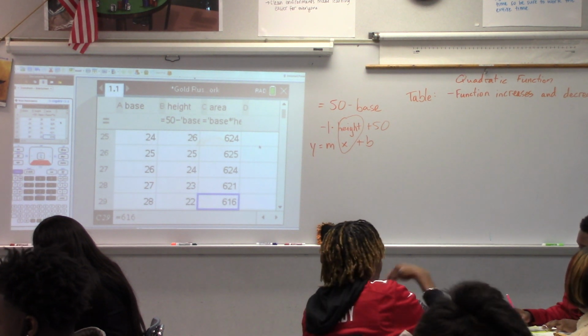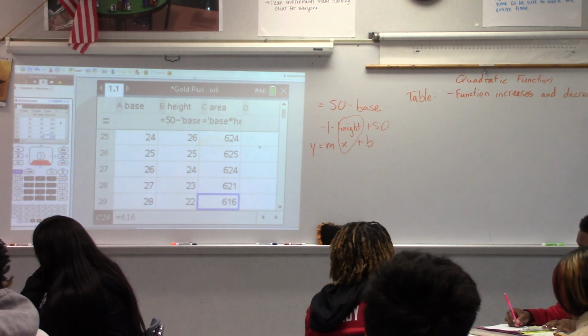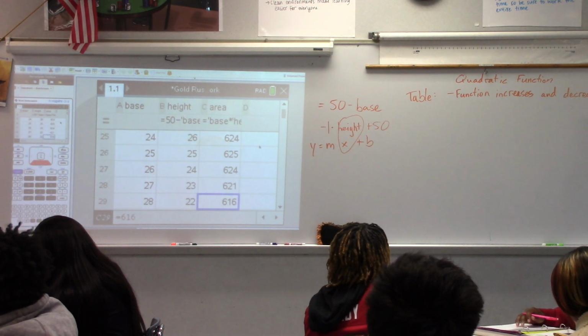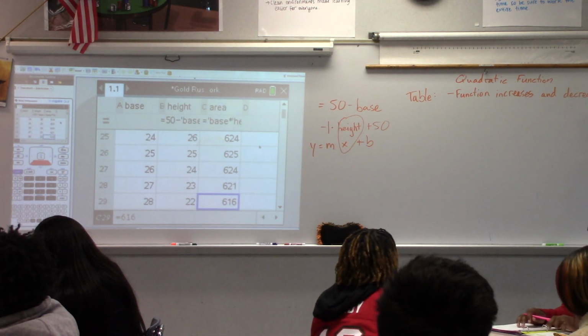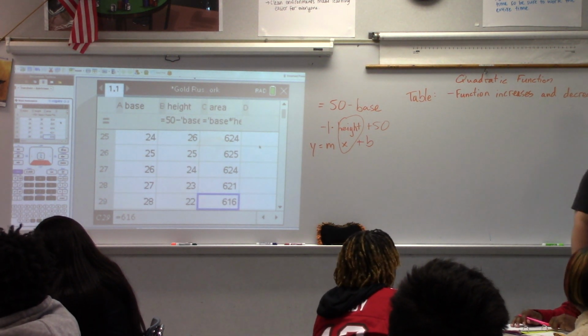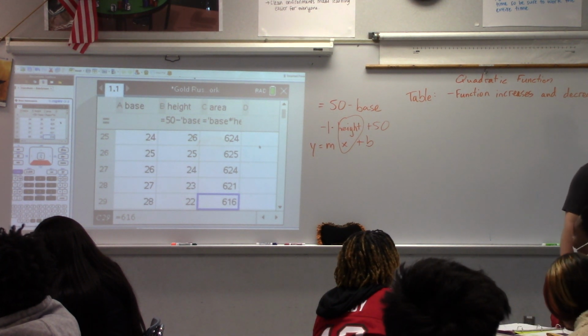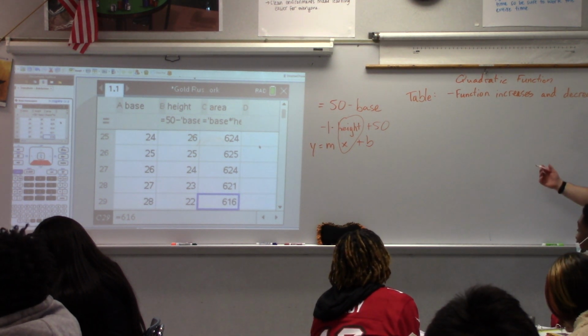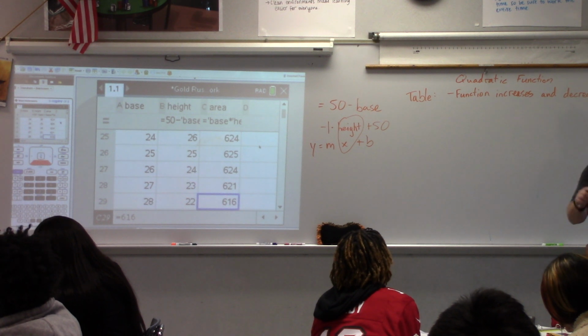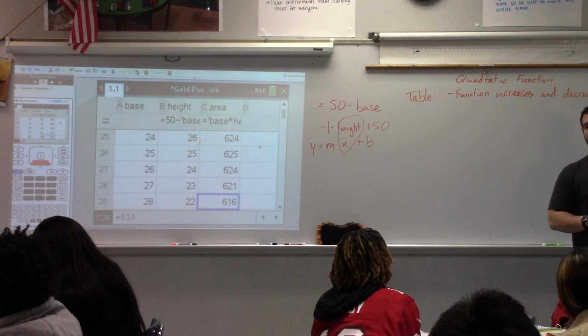Okay? Can it increase, then decrease, then increase again? If it's a cubic function, yes, but not if it's quadratic. That's what quadratic means. There are infinitely many types of functions out there. Well, we'll talk about the equation in a second, and when I point out the equation, I'll show you why there's infinitely many.